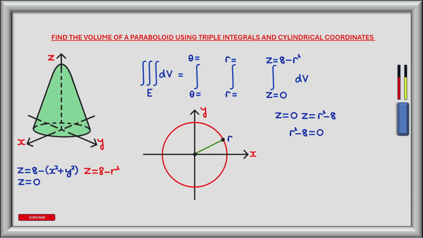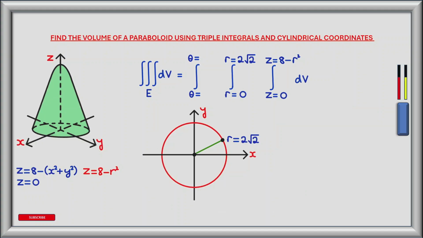We therefore find r by equating our two equations, z equals 0 and z equals r squared minus 8. When we do this, we get r squared minus 8 equals 0, and therefore r squared equals 8. If we take the positive square root of both sides of the equation, we have r equals 2 multiplied by the square root of 2. The upper limit of integration is therefore the radius of the circle, where r is equal to 2 root 2.